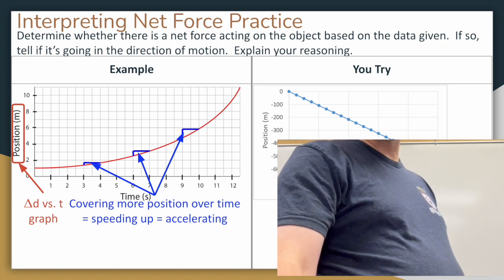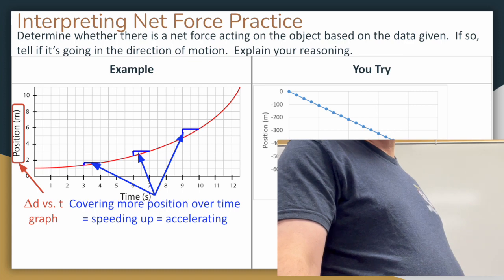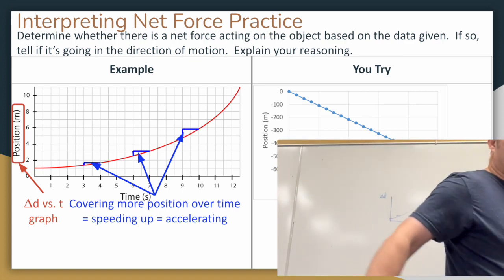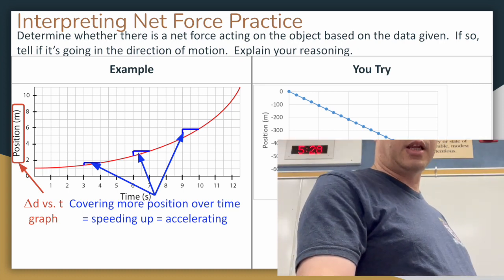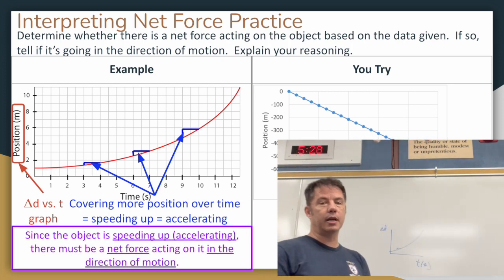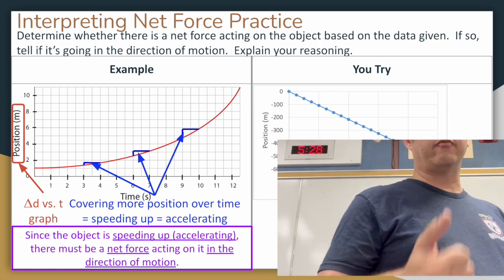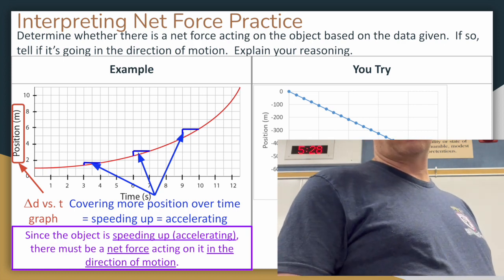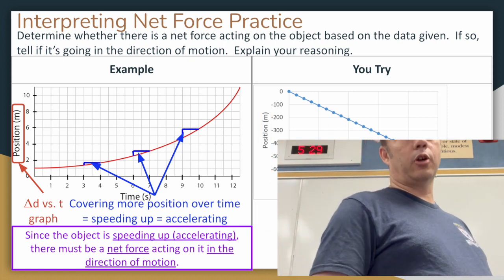So the force must be in the same direction. It's got to be helping the thing get faster and faster and faster. In other words, if I'm getting faster, something has to be pushing me to make me go faster. So acceleration, speeding up, okay? So since the object is speeding up, there must be a net force acting in the direction of motion. If I'm speeding up, the net force has to be in the same direction as the motion, okay? Sorry, you try. What's this one doing?